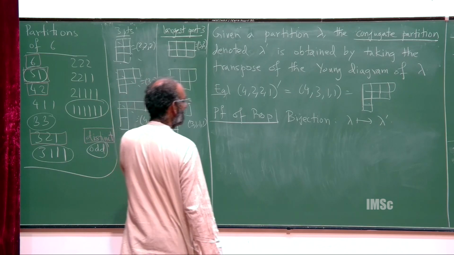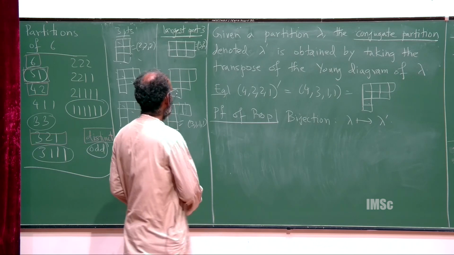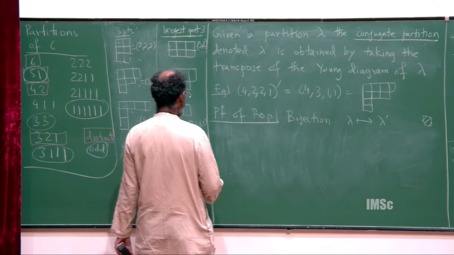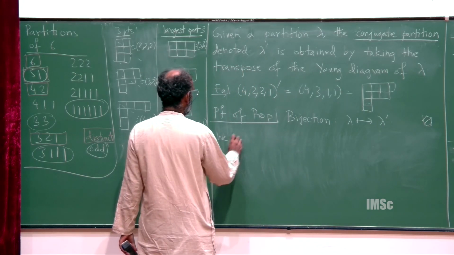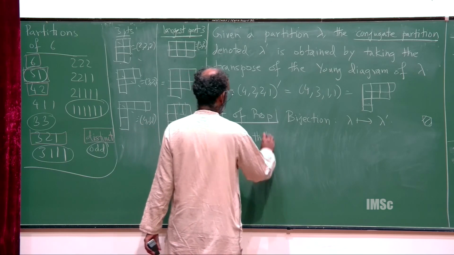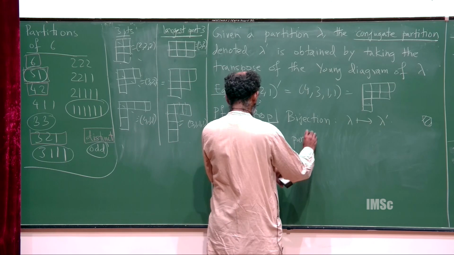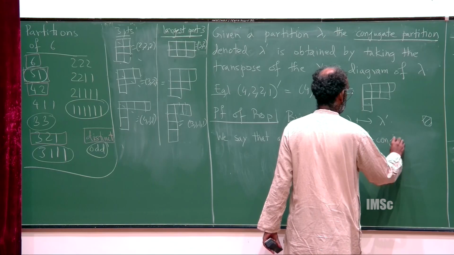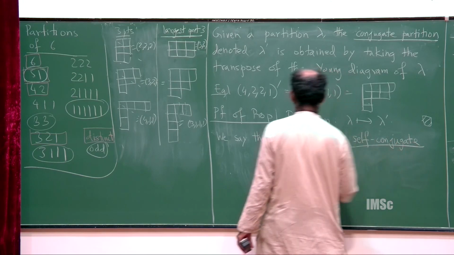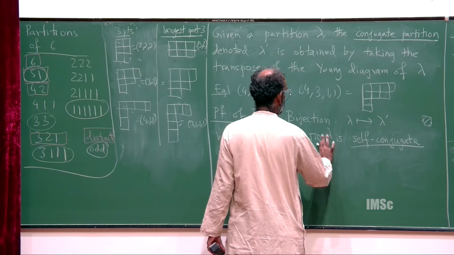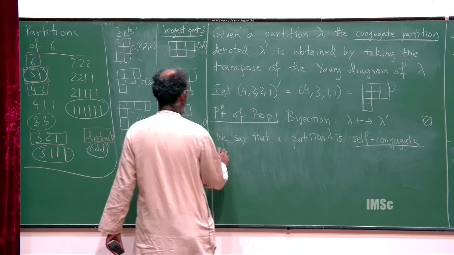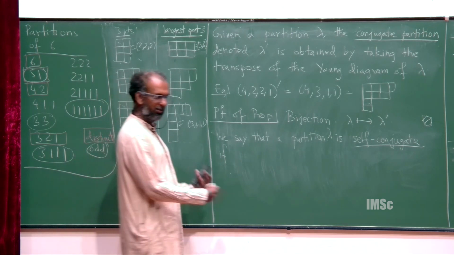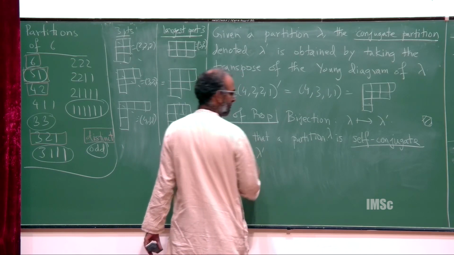Okay, so let's do something slightly harder. I need a definition. So that's the end of proof. So we say that a partition lambda is self-conjugate. What do you think it means? Lambda equal to lambda prime. It's like a symmetric matrix, right? It's the analog of that. So if lambda equals lambda prime.